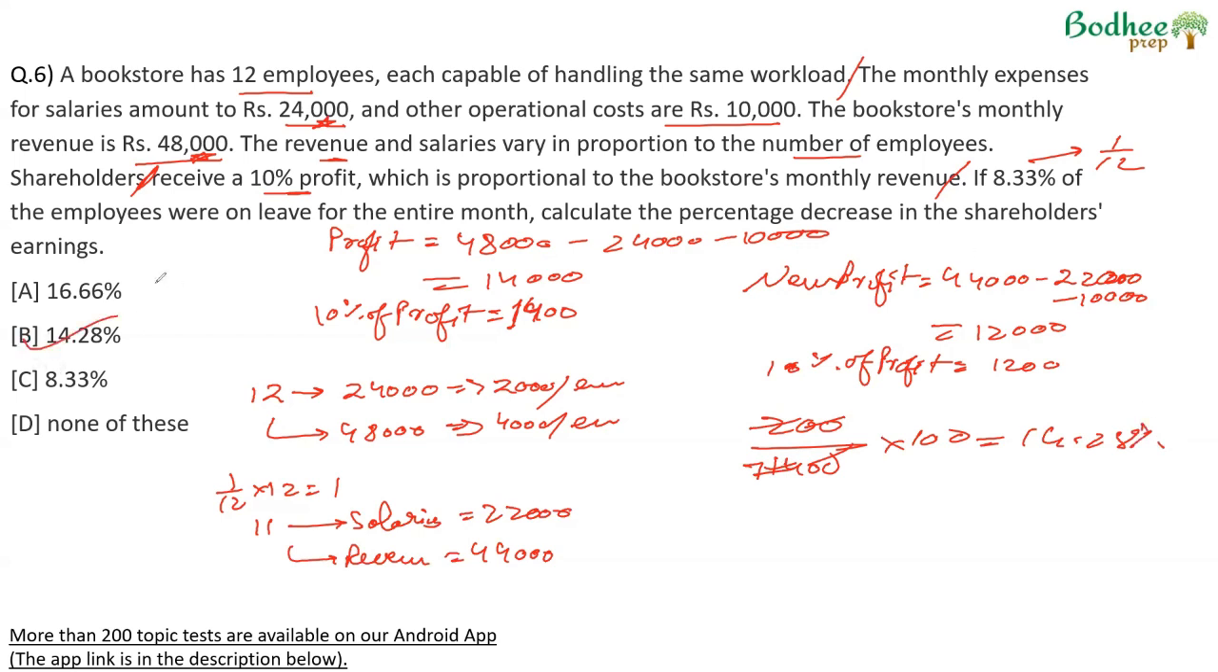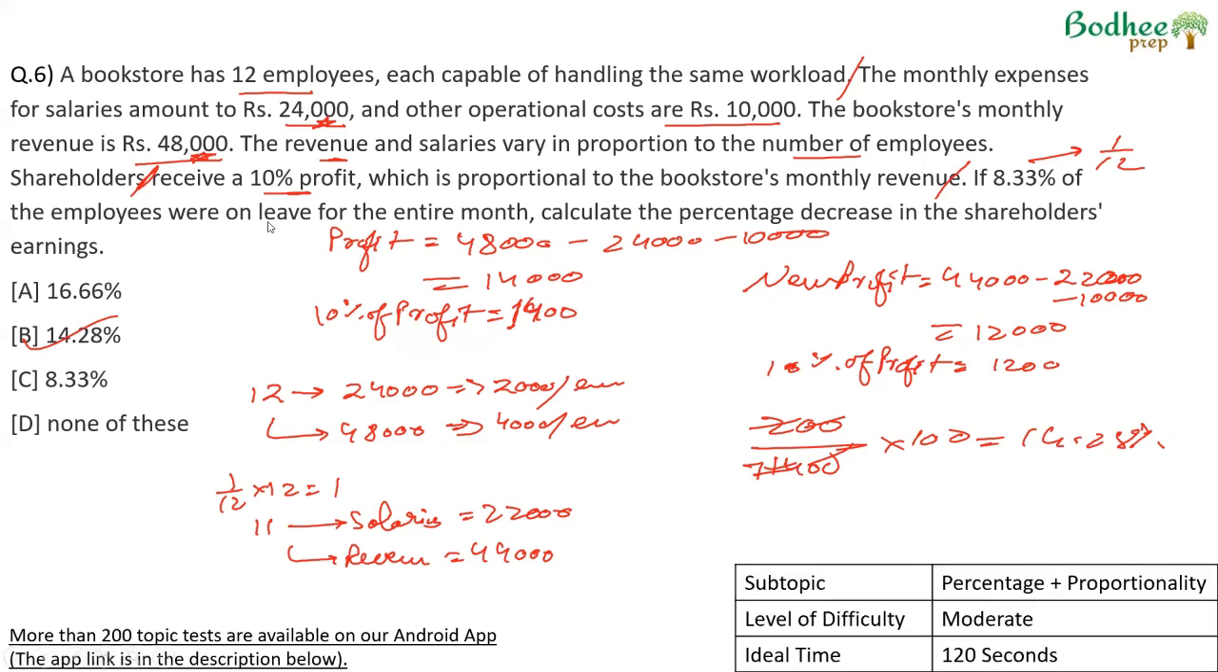Because salaries are 2,000 per employee and revenue is 4,000 per employee, the reduction in revenue will be 4,000 and the reduction in salary 2,000. So overall profit will reduce by 2,000 on a base of 14,000. Overall, I think, again, an easy to moderate sort of question. Percentage and proportionality, two concepts are used. Therefore, overall, maybe moderate I'd go for. But because the numbers are easy, solving time should not be more than maybe 2.5 minutes.